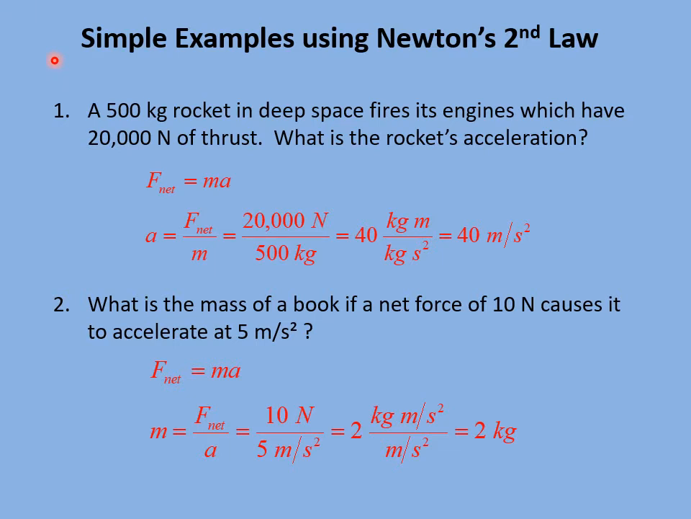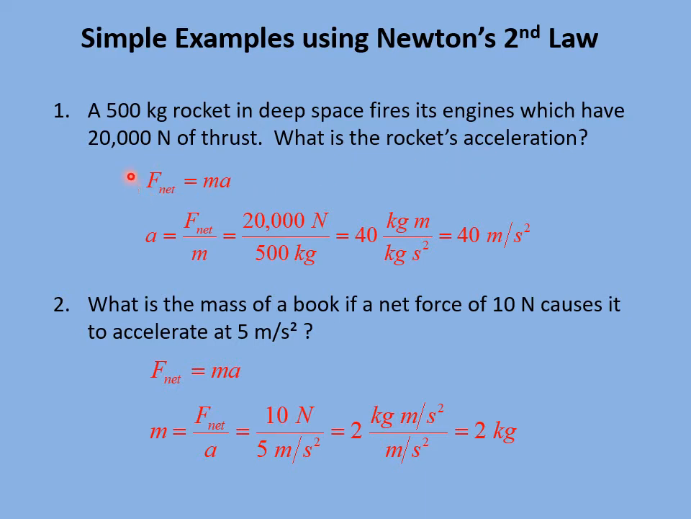So here are a couple real basic examples that use Newton's second law. In chapter 5, in the next lecture series, we will be looking at many, many more examples of using Newton's second law on more difficult and challenging problems. But let's start with some real easy ones here. So in this first problem, we have a 500 kilogram rocket in deep space when all of a sudden it fires its engines and they have a thrust of 20,000 newtons. What is the rocket's acceleration?